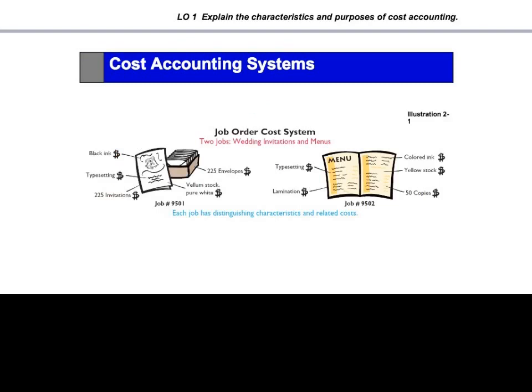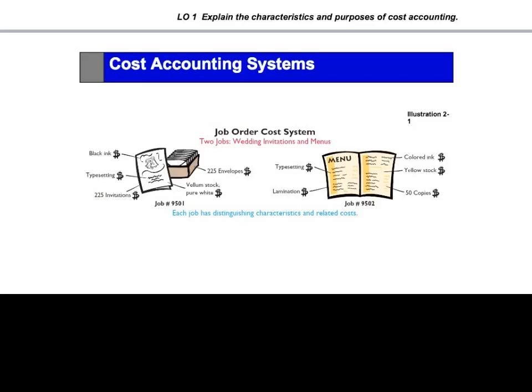For example, here we have two jobs. Job 9501 happens to be a box of 225 envelopes, black ink, certain typesetting, and so on. That is different from job 9502, which is the printing of a menu, with different typesetting, a different amount of ink, and a different amount of paper stock.